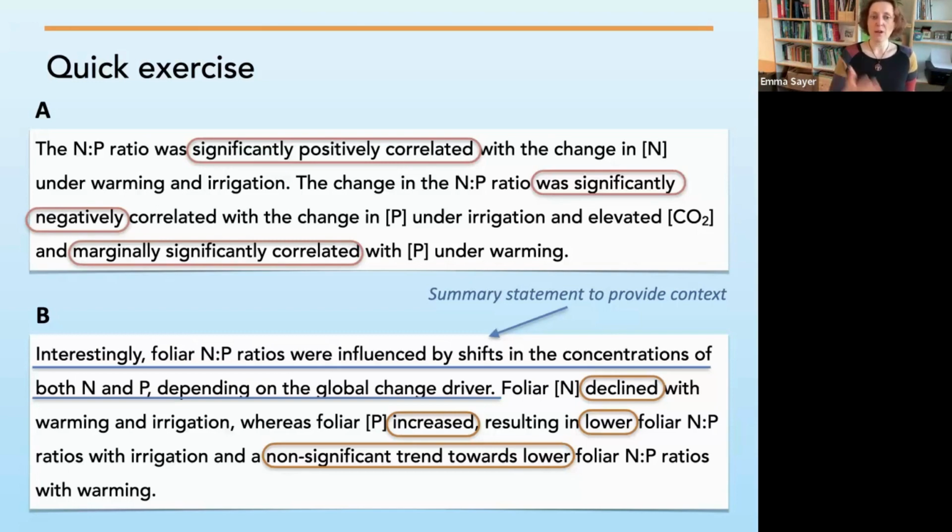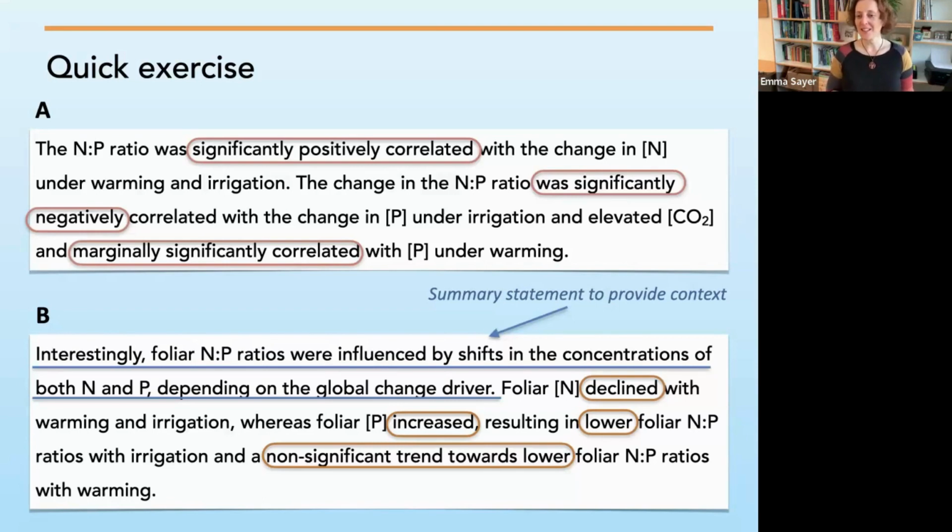So rewriting this to just say foliar nitrogen concentrations declined with warming and irrigation, whereas foliar phosphorus increased, that is so much clearer. What I've also done here is you can see that this first sentence basically summarizes all of the following in a single statement that highlights the most important point.